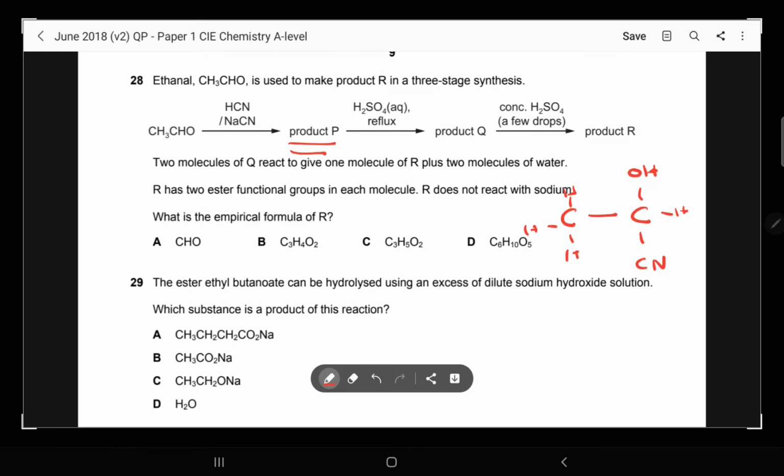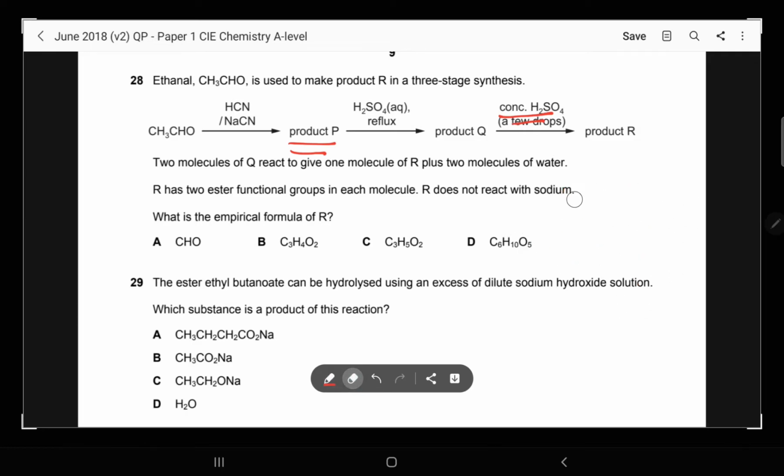When it is reacted with the sulfuric acid, the cyanide group gets converted to a carboxylic acid. So we now have C double bond O, OH. So this now has an alcohol group and a carboxylic acid group. These two will now react together in the presence of sulfuric acid to form esters. The carboxylic acid is going to react with the alcohol part.